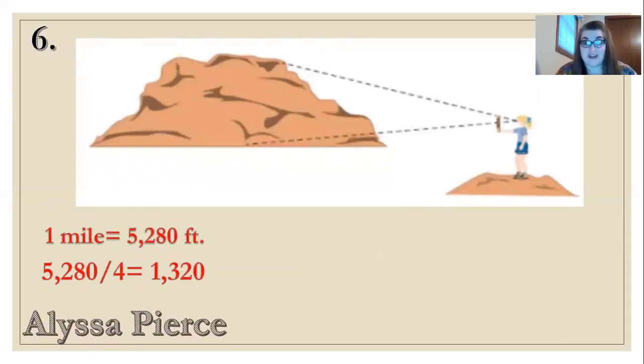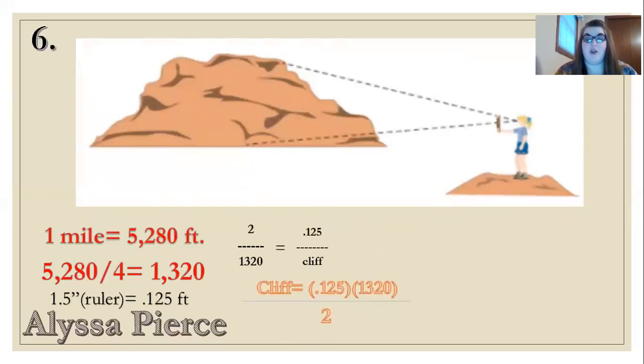That's just how far Jenny's standing from it. So that ruler, if you recall, is 1.5 inches. So we need to convert that into feet, which would be 0.125 feet. So let's do some math here. We have 2, which is the 2 feet for Jenny's arm, over 1,320, and then we have that ruler, which is 0.125 feet, over the cliff. But what's the cliff, you guys? Let's find out. So the cliff is going to be 0.125 multiplied by 1,320 over 2, and that's going to give us the cliff's height, which is 82.5 feet.